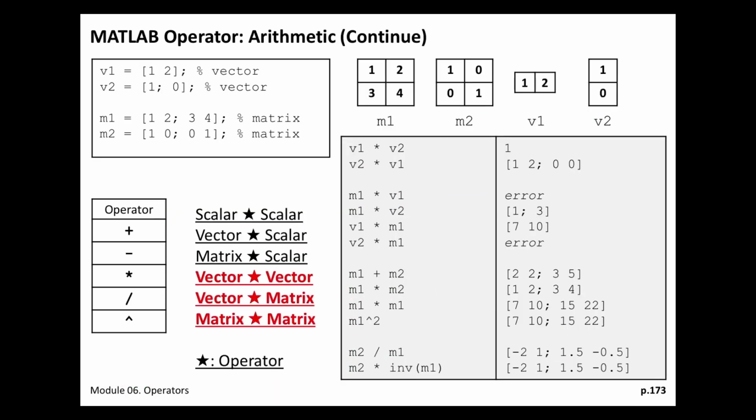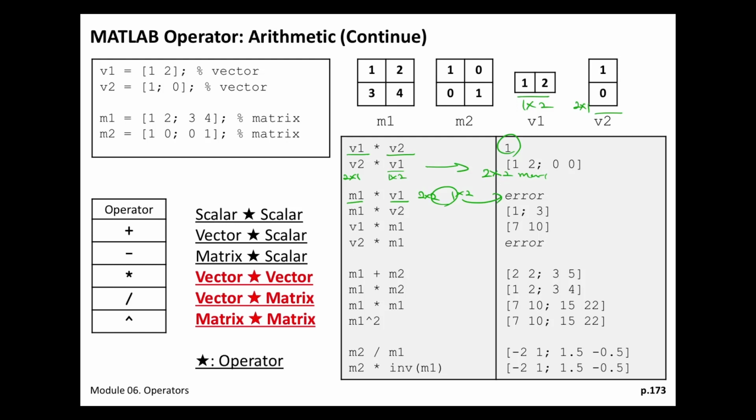Okay, how about the multiplication between vectors? V1 and V2. V1 is a row vector, V2 is a column vector. So 1 by 2, 2 by 1, that's a scalar. V2 is a 2 by 1, V1 is 1 by 2, that's why the result is a 2 by 2 matrix. How about M1 times V1? M1 is a 2 by 2, V1 is a 1 by 2. That's why there's an error.